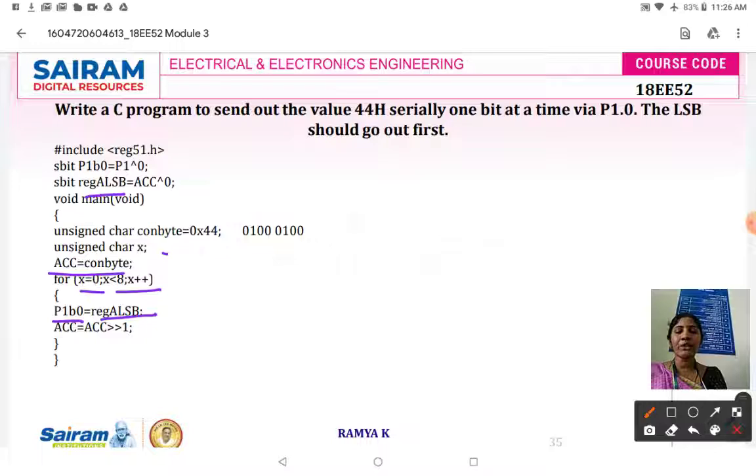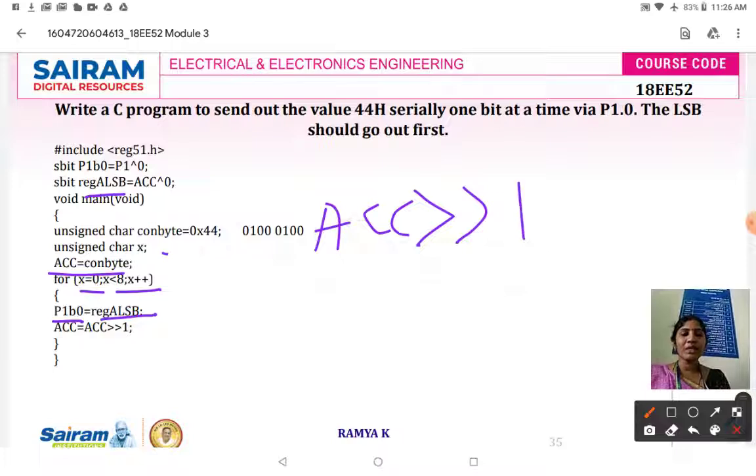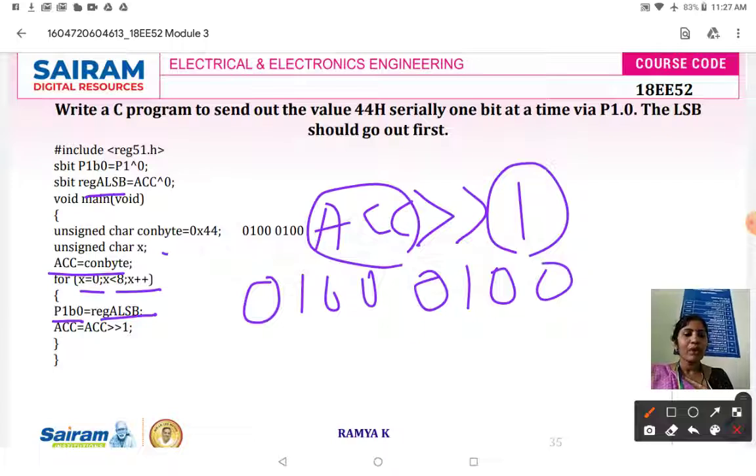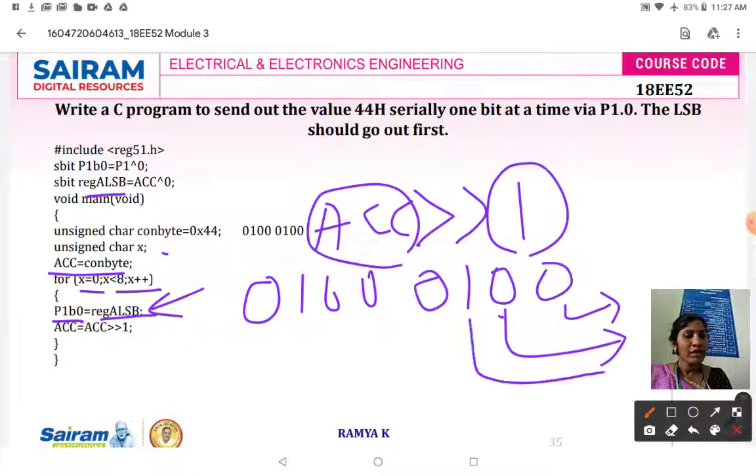If your ACC is like this, shift the accumulator content once. It means that 44 is 0100 0100. The 0th bit is already transferred on this particular line. Then I have to shift 1 bit right. After sending this 0, again the next 0 should come, then again the 1 should come.